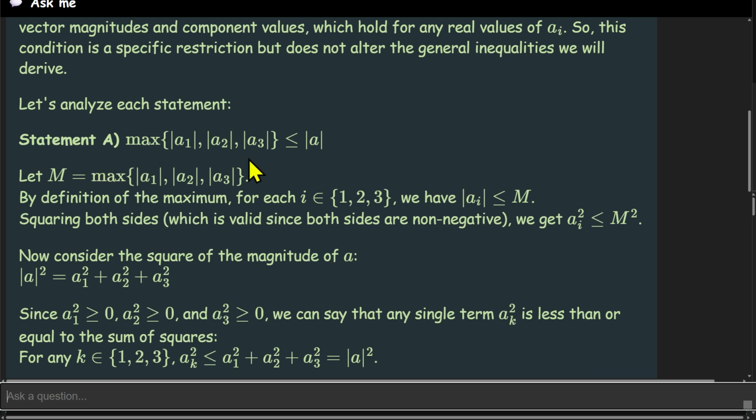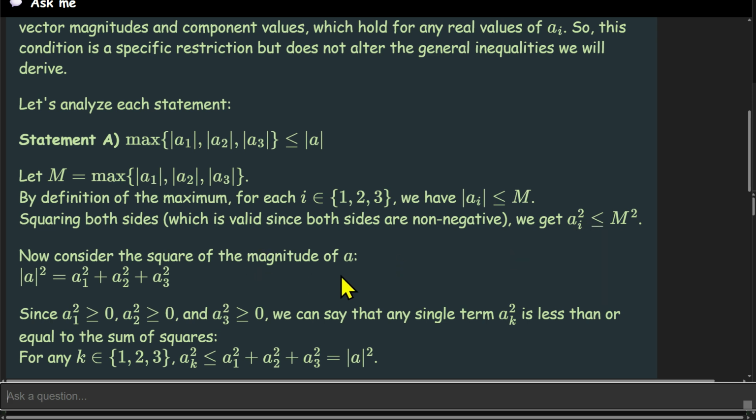जैसे फर्स्ट स्टेटमेंट देखो तो क्या दिया, गिवन दिया है मैक्सिमम मॉड ऑफ a1, a2, a3 मॉड के अंदर लेसर इक्वल टू मॉड a. इसको m सेट करेंगे. ठीक है, define m as the maximum over i belongs to 1 to 3. So we have mod of ai less or equal to m. Squaring both sides, each mod of ai is less or equal to m क्योंकि m क्या है उसका मैक्सिमम. Squaring both sides is valid since both sides are non-negative. We get ai square less or equal to m square.